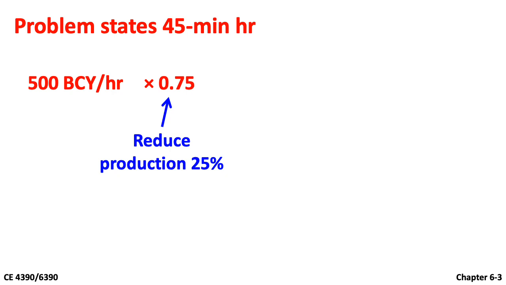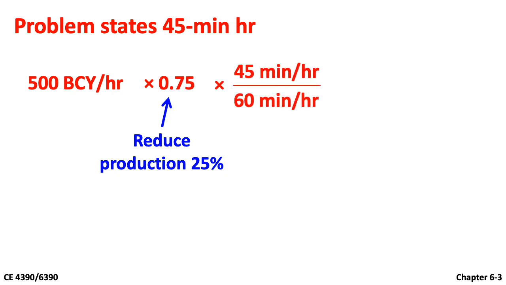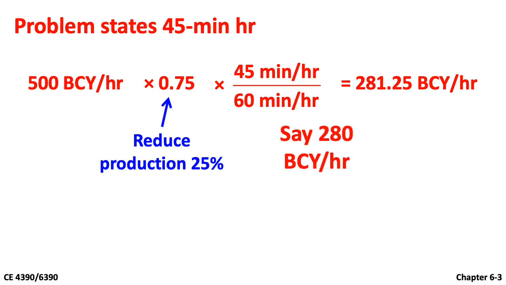The efficiency is 45 minutes per hour, as given in the problem. Now, you can calculate the production. It is equal to production of 500 BCY per hour, multiplied by 0.75, since you need to reduce the production by 25%, and then the efficiency factor, 45 per 60 minutes. Finally, you got 281.25 BCY per hour. Let's say the estimated production is 280 BCY per hour.